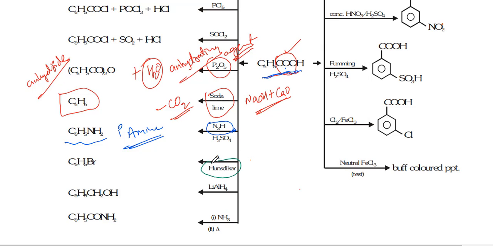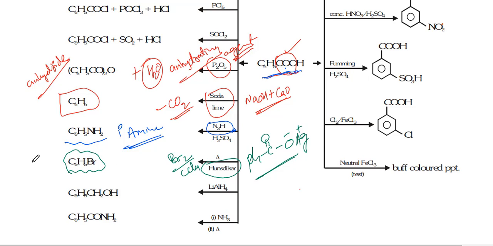Then next, the Hunsdiecker reaction. This Hunsdiecker reaction is for silver carboxylate. Both aliphatic and aromatic give this test. The silver carboxylate reacts with bromine in the presence of carbon tetrachloride, giving haloarenes. If aliphatic, it is RX. Okay, here since it is aromatic, it gives haloarenes.